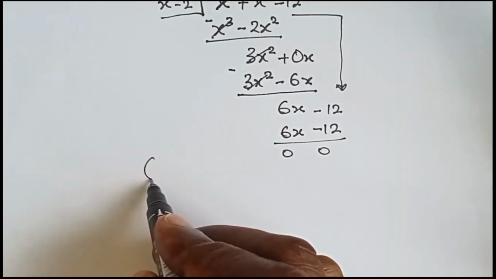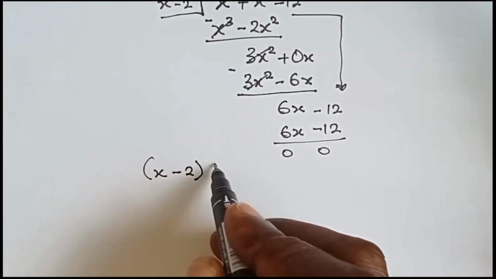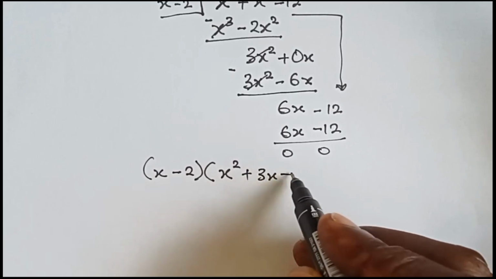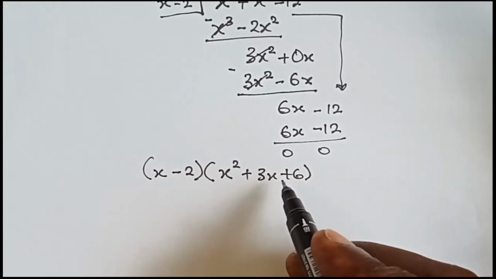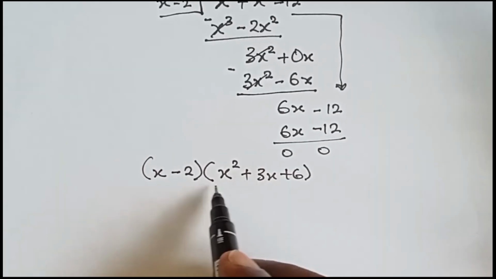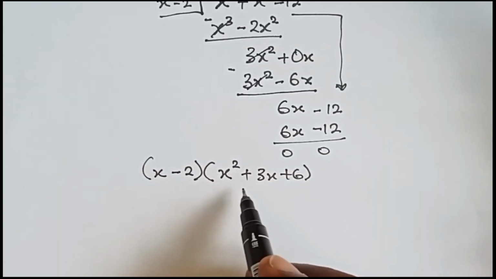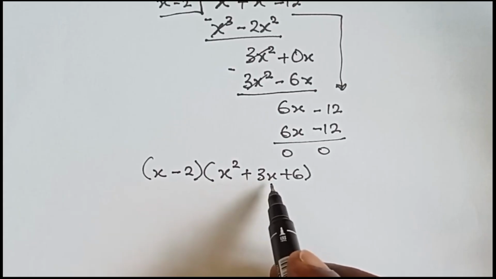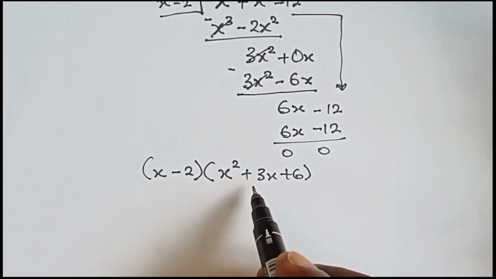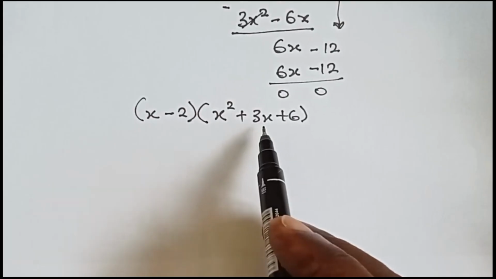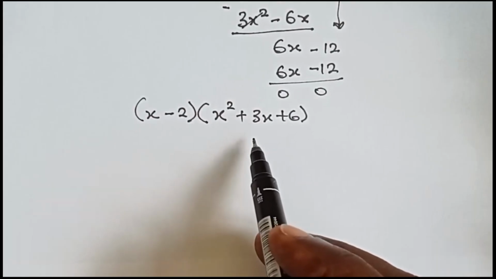It means that we have x minus 2 multiplied by x squared plus 3x plus 6 to give us the cubic equation. So now we have to find the two other factors that we have here. So it means you factorize this or use the quadratic formula. All right, seeing this cannot be factorized, we have to use the quadratic formula.